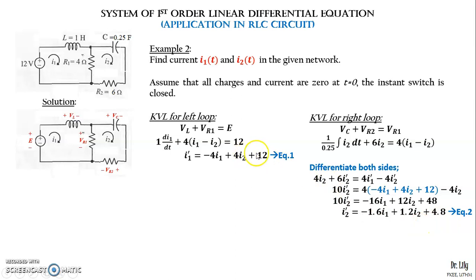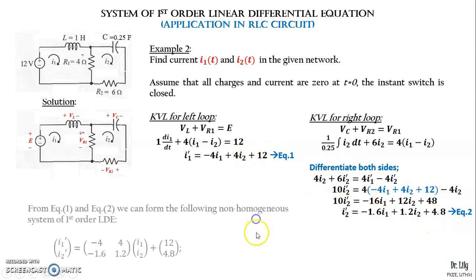So, based on your equation 1 and equation 2, kita boleh tuliskan dalam bentuk matrix. Okay, so matrix of I prime is equal to matrix A. So, A adalah negative 4, 4, negative 1.6 and 1.2. So, you ganti kat sini, multiply dengan matrix I plus, so this is matrix G. Matrix G is 12 and 4.8. Okay, so this is the equation represent this network. Alright.